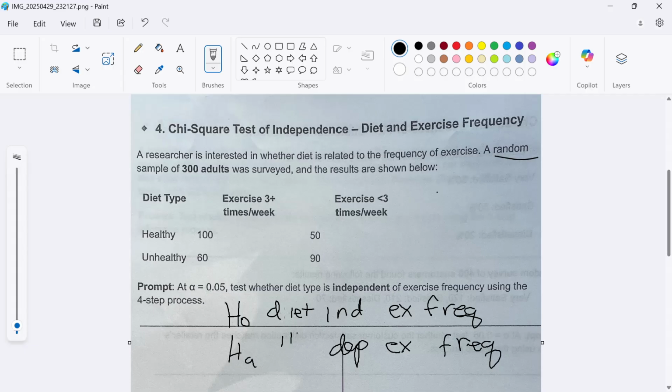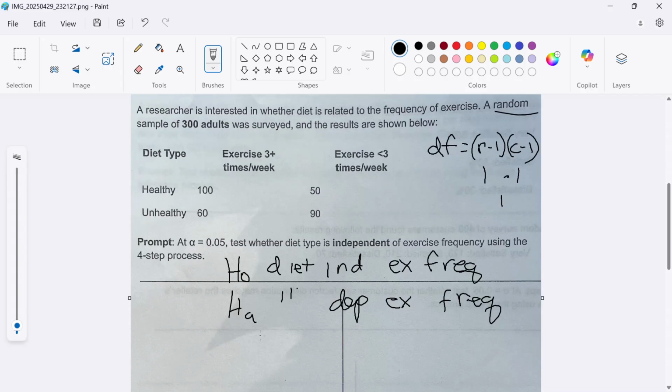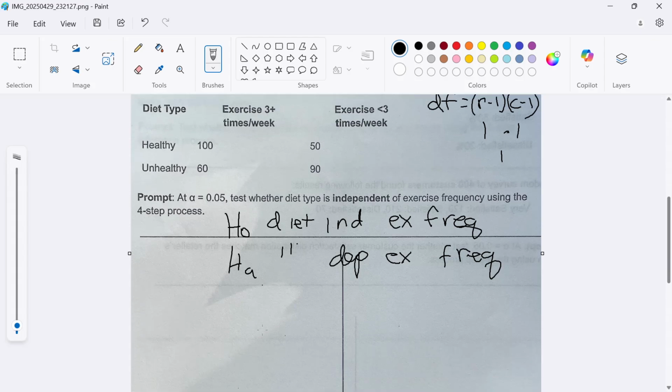By the way, the degrees of freedom is going to be the rows minus 1 times the columns minus 1. There are 2 of each. 2 minus 1 is 1, 2 minus 1 is 1, 1 times 1 is 1. The degree of freedom is 1. I'll need that if I'm going to calculate this by hand. Alpha is 0.05.